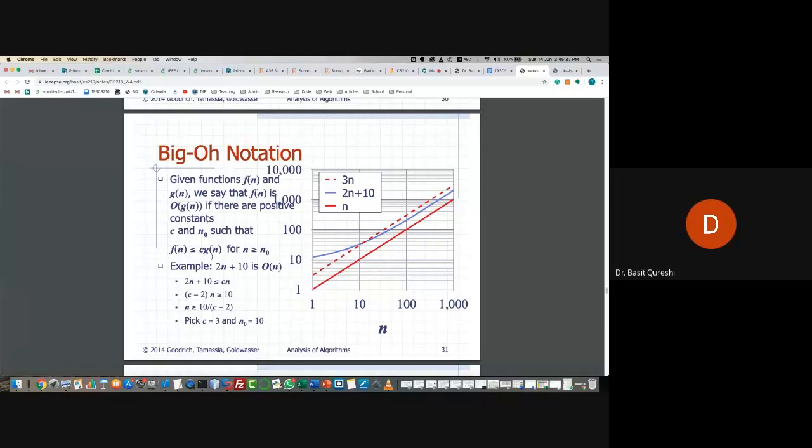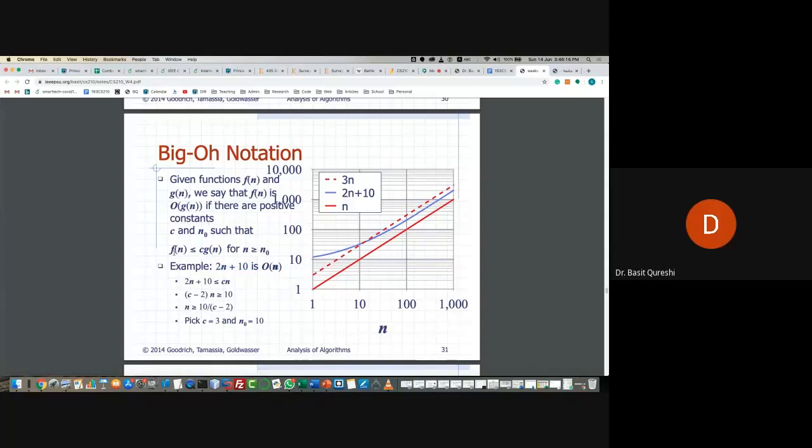Now what it means, here's an example. Let's say I have this function 2n plus 10. Let's say this is some function f of n. We want to say that this is big O of n. So according to the definition, this would be my f of n, and this would be my g of n. So far, so good?